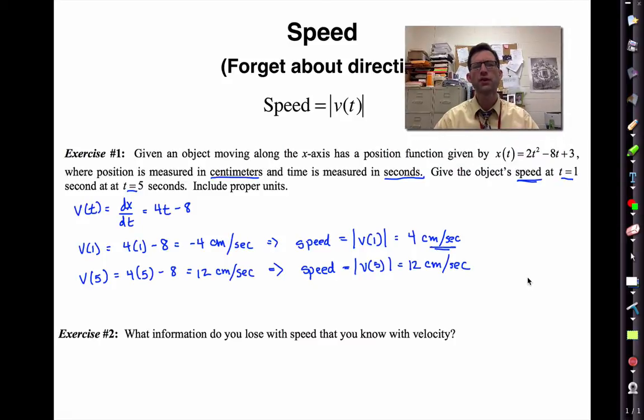Exercise number 2, what information do you lose with speed that you know with velocity? So think about that for a minute. Pause the video if you need to.